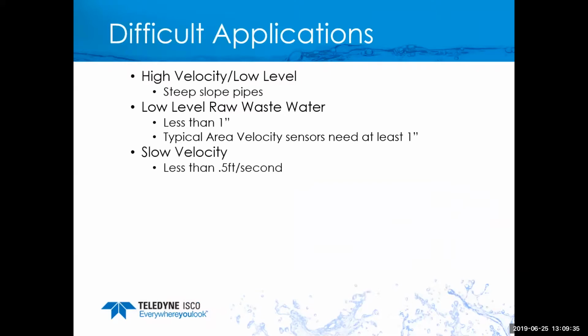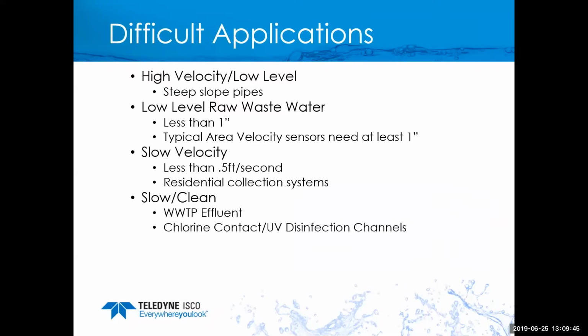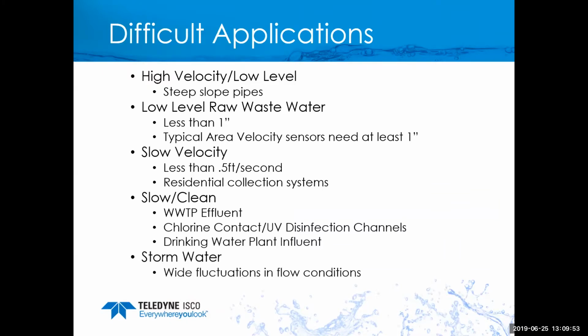Slow velocity, less than 0.5 feet per second. Residential collection system, we'll see that a lot. Industrial monitoring as well. We'll see slow clean applications, wastewater treatment. Effluent, we'll see chlorine contact chambers, drinking water, plant influent, stormwater. And stormwater is a challenge because you have a wide fluctuation in flow conditions. You can go from either no flow to just a lot of flow in a short amount of time.